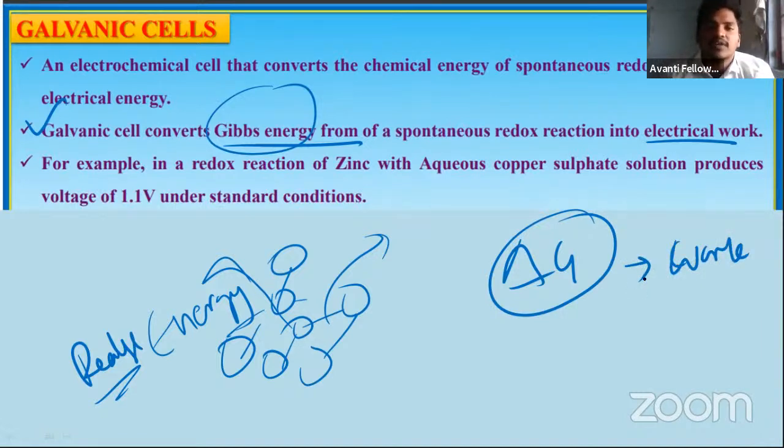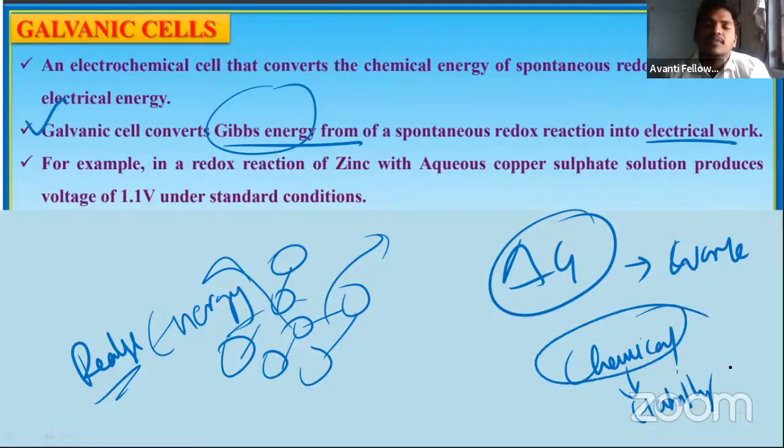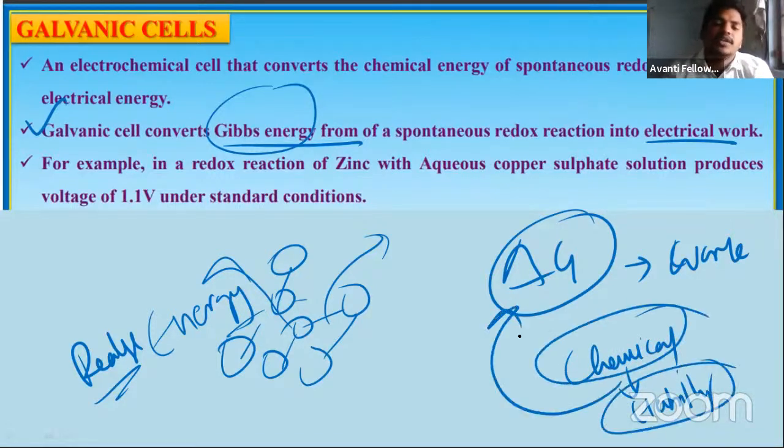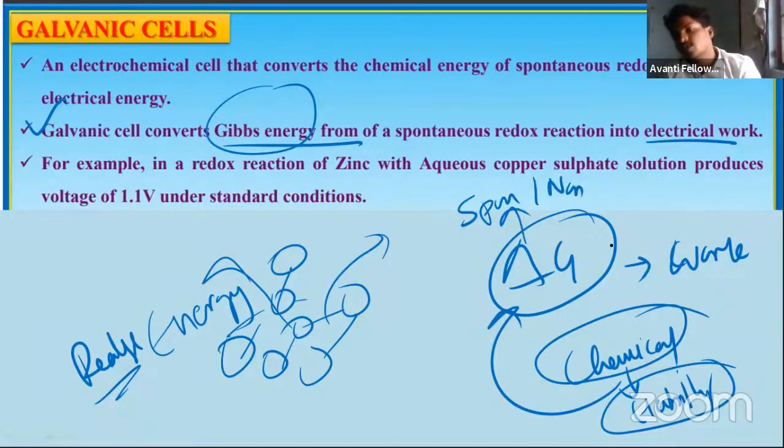But how is it helpful? It uses a chemical reaction and produces electricity. So the whole process from chemical to electricity depends upon what? Delta G. That delta G can also explain whether the process is spontaneous or non-spontaneous. If it is spontaneous, you need to follow something; if it is non-spontaneous, you need to follow another thing, right?